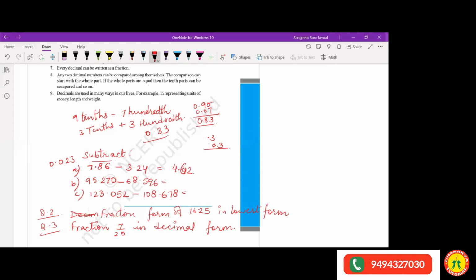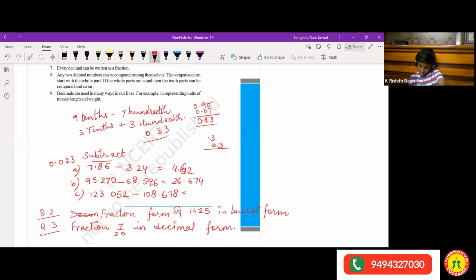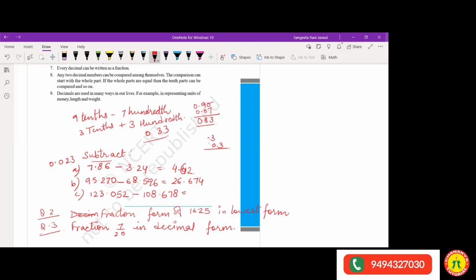Okay, now next one. Soumya, have you done? Yes, ma'am. Tell me. I got 26.674. Have all got the same? Ma'am, I got 574. Please check. Ma'am, I got 26.674. Please check, all of you, your calculations. All are getting different answers.